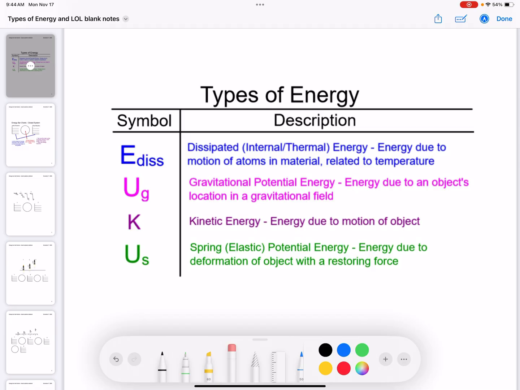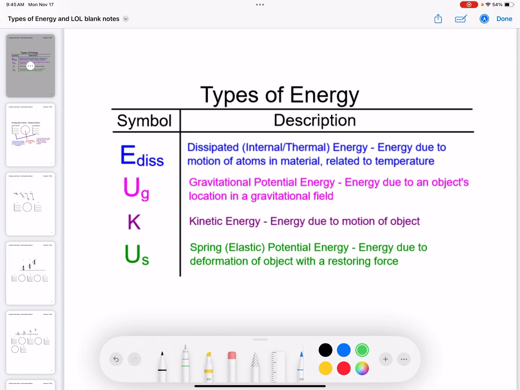The time that we will be using dissipated energy the most is when there's friction involved, because kinetic friction between two surfaces sliding together will result in those surfaces heating up a little bit, and that dissipates energy. So it increases the internal energy or the thermal energy of the materials.